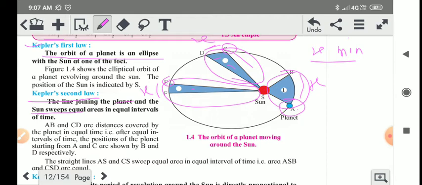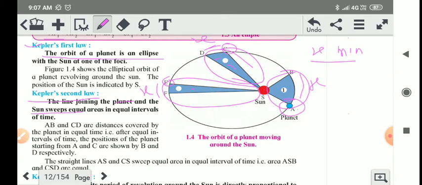So this is Kepler's second law. The line joining the planet and the sun sweeps equal areas in equal intervals of time. If the time is the same, then the area is also the same.